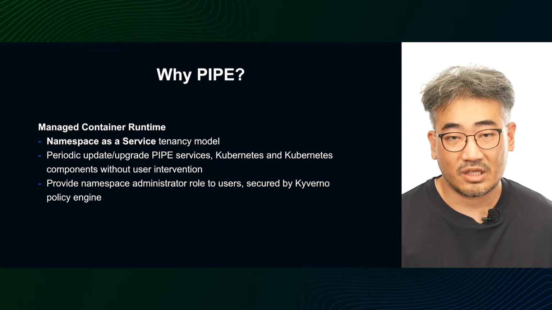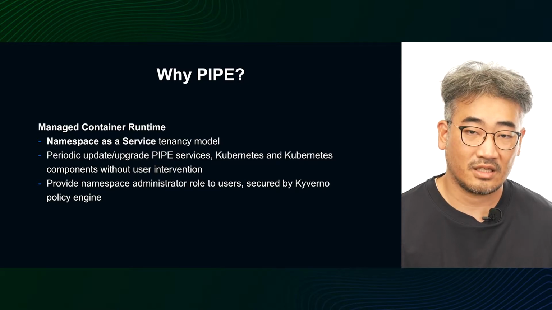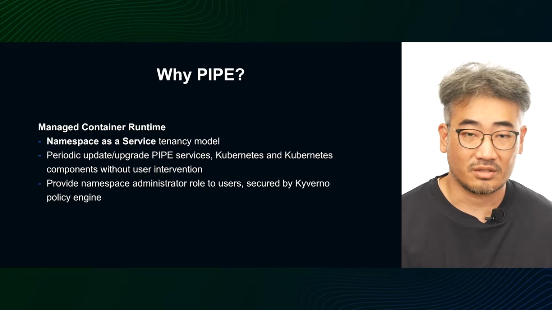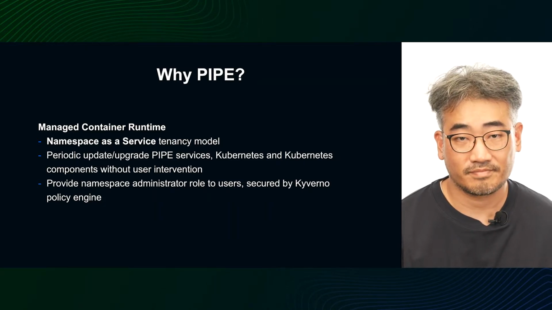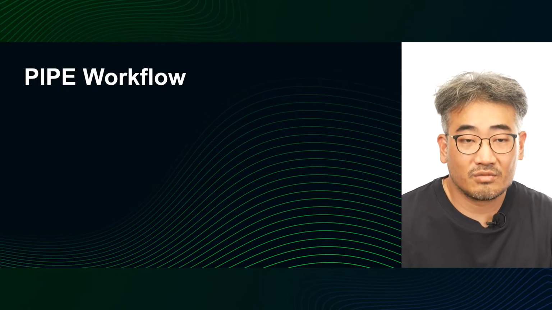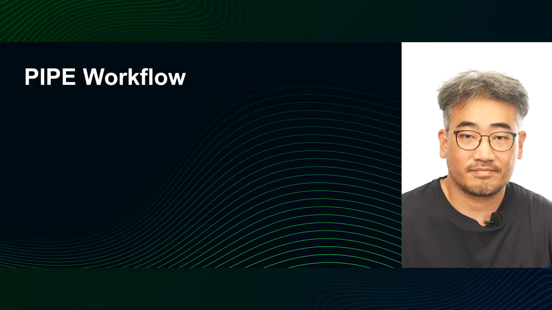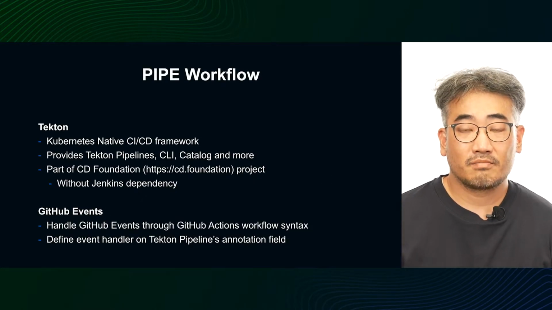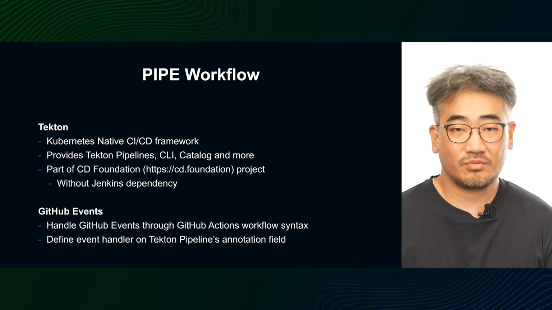So we provide namespace administrator roles to users, and we don't use RBAC feature on Kubernetes, but we use Kyverno policy engine to manage that. Let me explain about the pipe workflow then. Pipe workflow consists of Tekton and GitHub events.